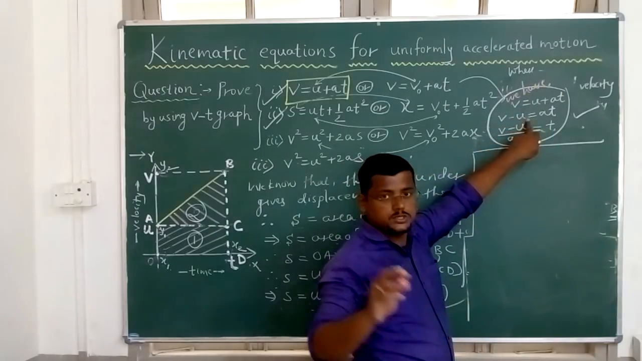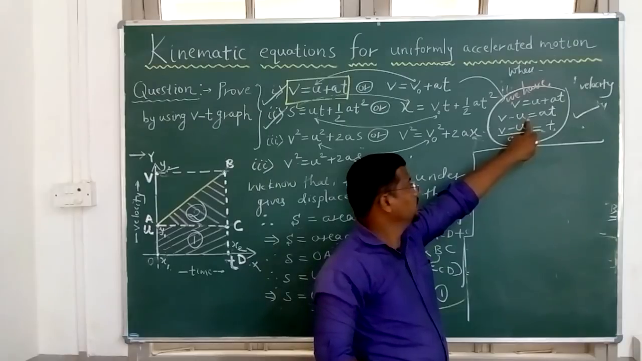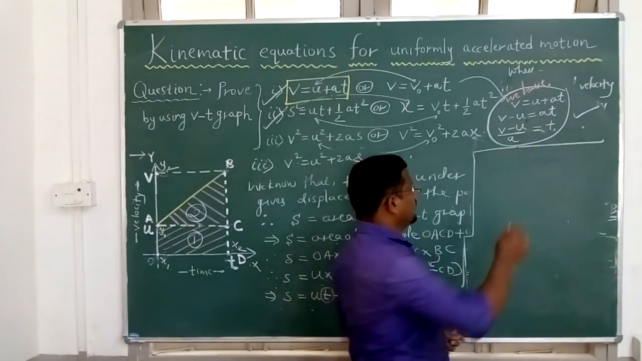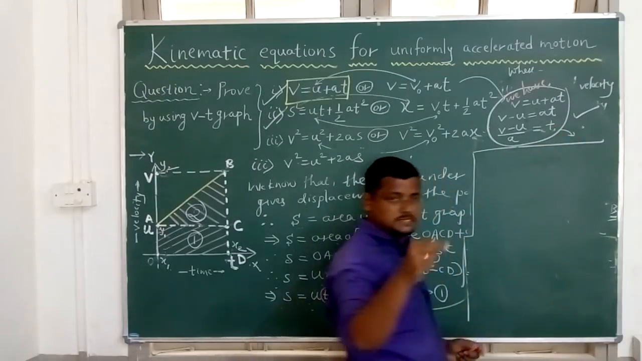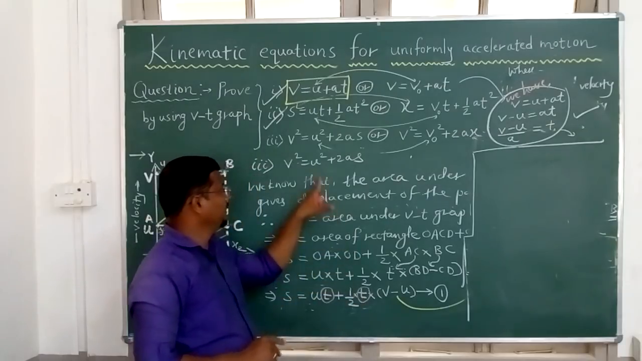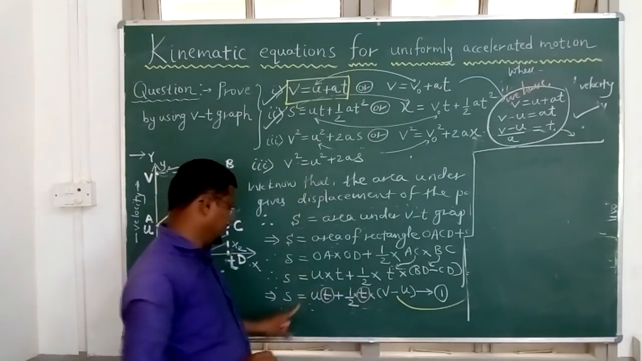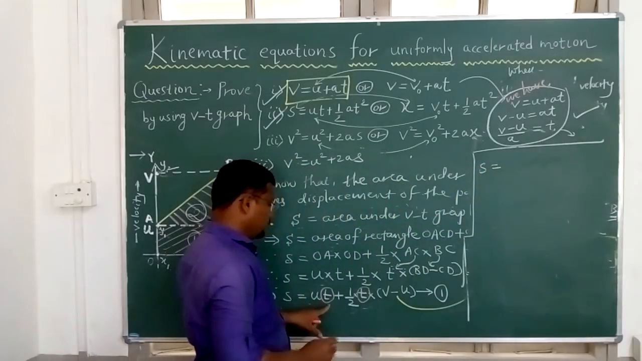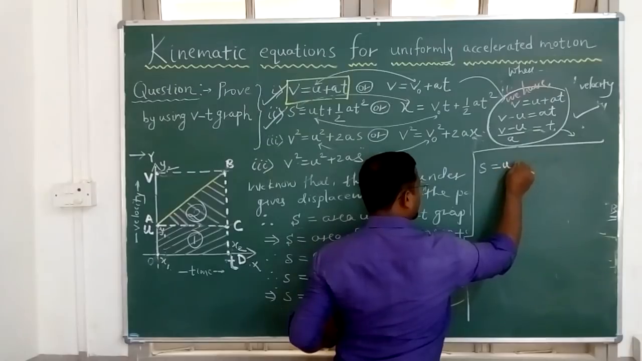Therefore V minus U is equal to A into T. So I can write here (V minus U) divided by A is equal to T. I am going to use this to replace time, because I don't want time here, because my final equation is independent of time. So S is equal to U into T. So U as it is, I will write into T.